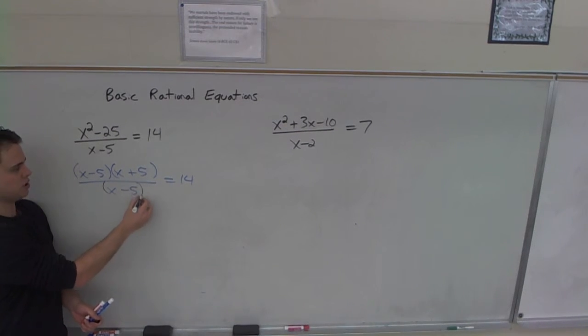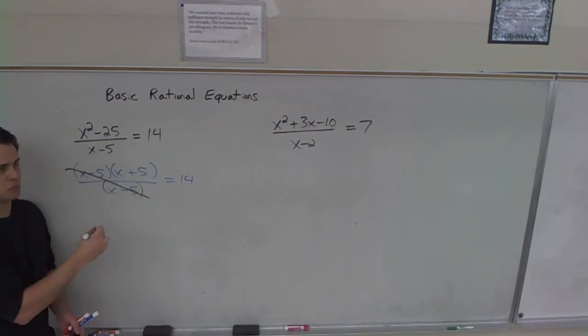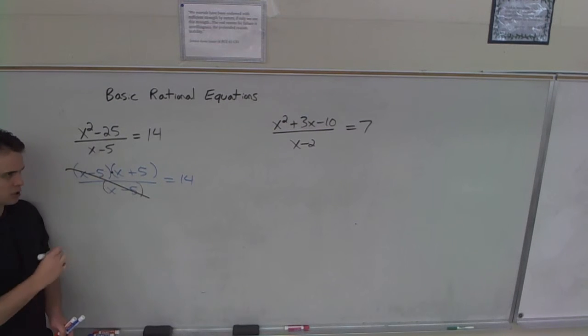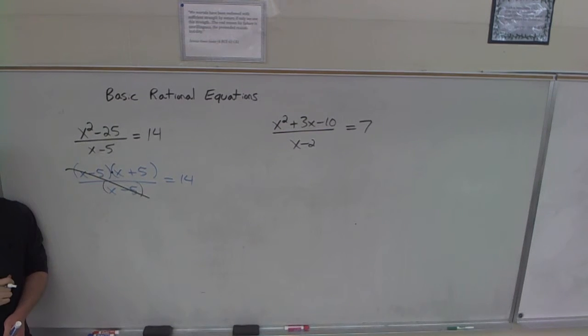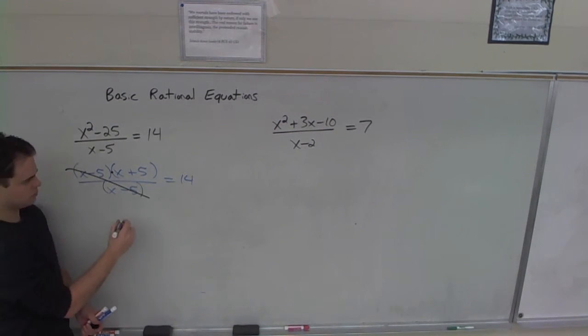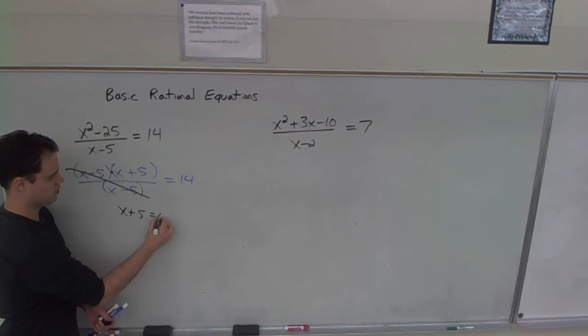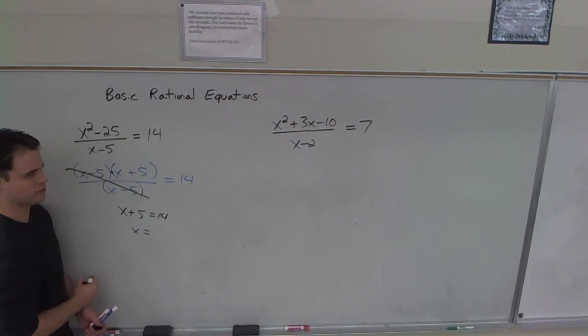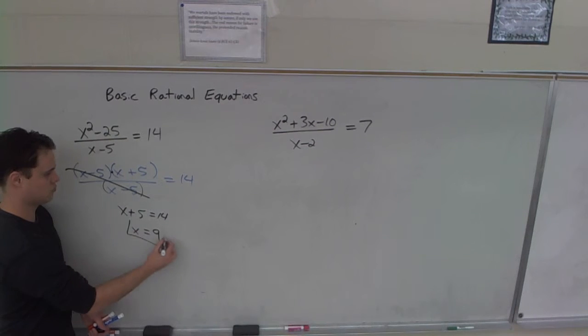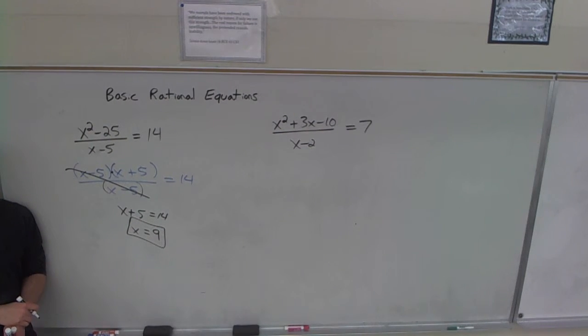This is like a whole chunk. It's multiplied right there, right? There's the multiplication, so we are allowed to cancel. So you can cancel it. What's left? X plus 5. And we can all do that. Subtract 5. You get 9. That was quite simple.